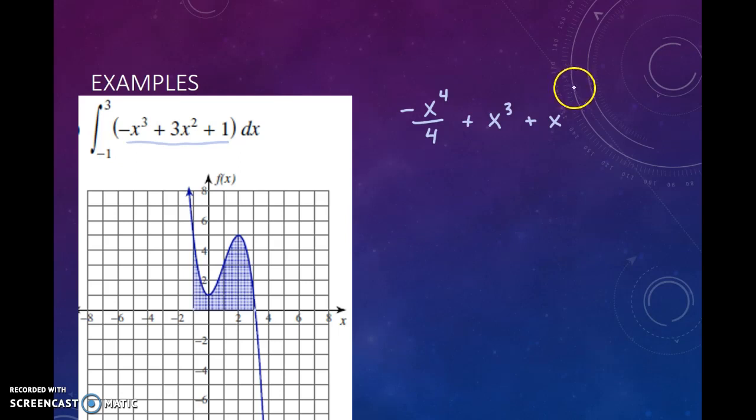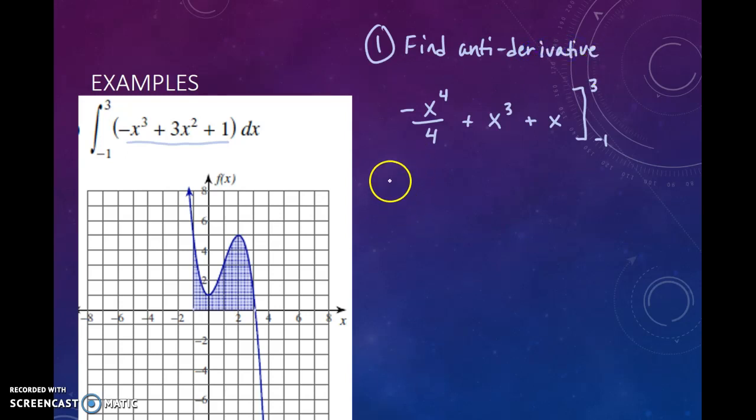Now we're going to plug in the limits of integration. So this is how we use this second part of the fundamental theorem of calculus. First step is we find the antiderivative. The second step is, I'm going to call that antiderivative big F, we're going to do F of 3 minus F of -1.